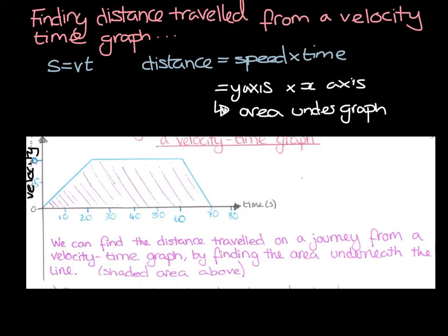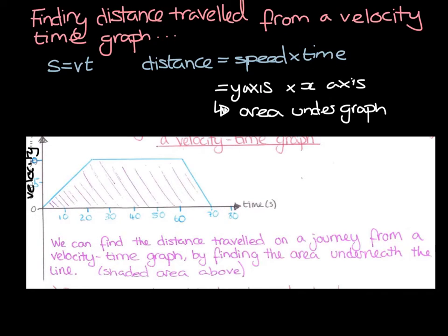Okay, so next we're going to look at how we can find the distance travelled during a journey from a velocity time graph. We know from our previous lesson that distance equals speed times time, and if we write that in symbols, remember we're representing distance and displacement with the symbol s, speed with the symbol v, and time with the symbol t. This is a velocity time graph, so the y-axis is velocity and the x-axis is time, and you can see how that links here.